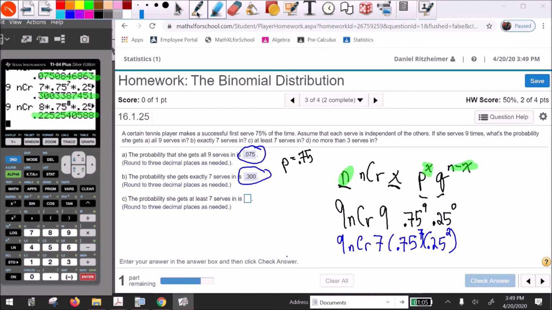So just to review, the probability of getting at least 7 serves in is the probability of getting 7 serves in, the probability of getting 8 serves in, and the probability of getting 9 serves in, all added together. So I'm just going to go to my calculator and add these calculations. I'm going to highlight them, plus this one, plus this one, and that should give us the probability, 0.601.